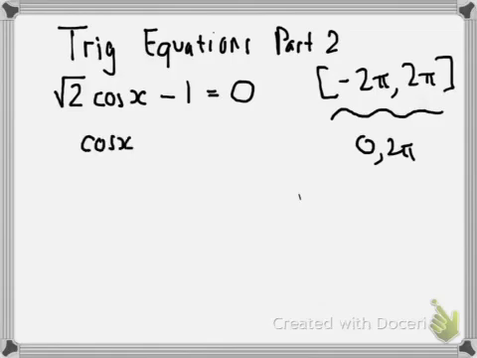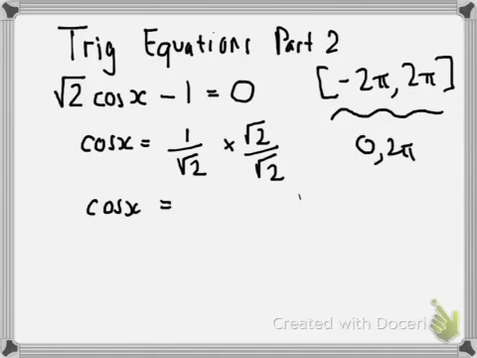So cos x will equal 1 over root 2. And we talked in class about having to rationalise those ones that have a surd on the bottom. So cos x would equal root 2 on 2. So that's basically our question now. Cos x equals root 2 on 2. And remember, our domain is from negative 2 pi to 2 pi.